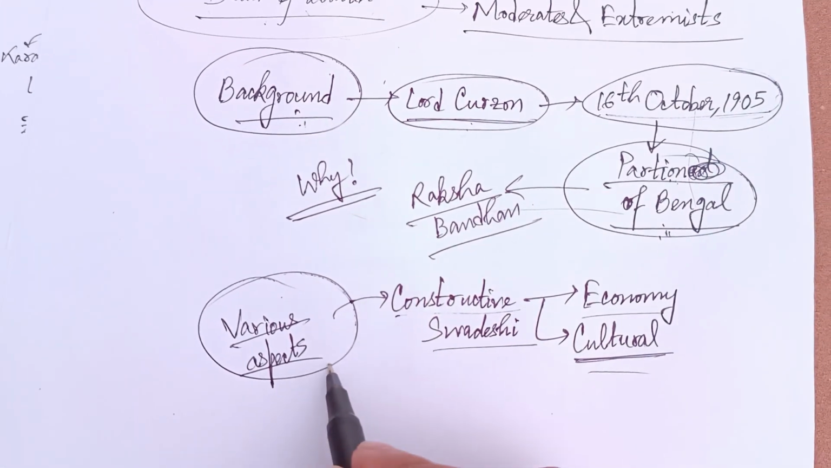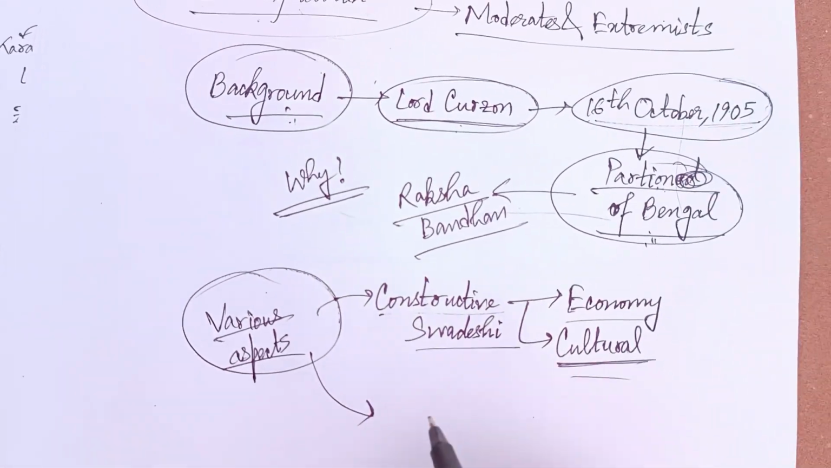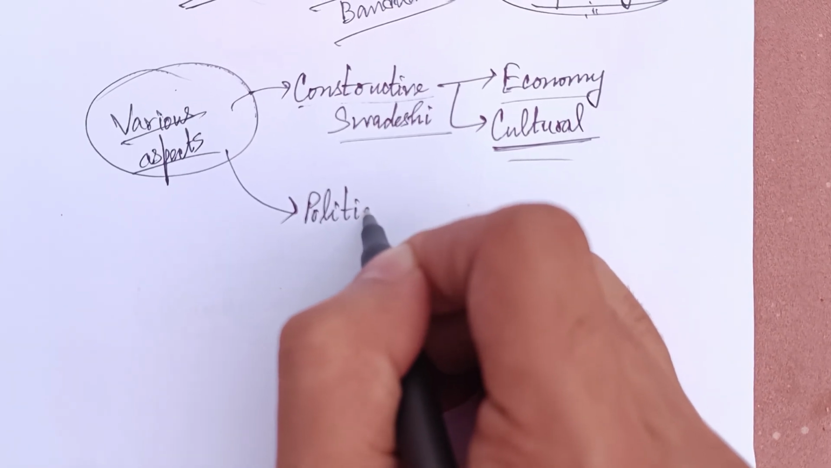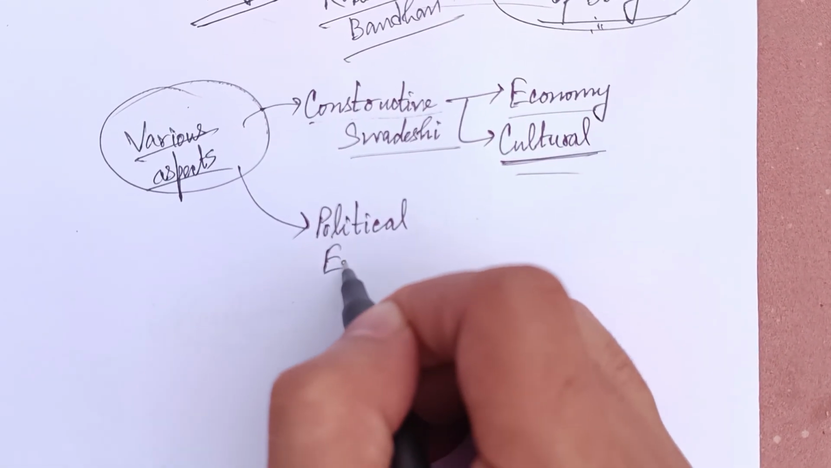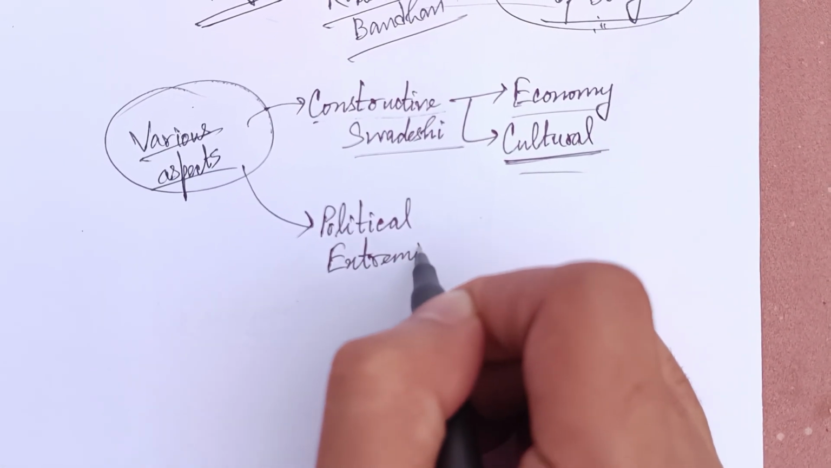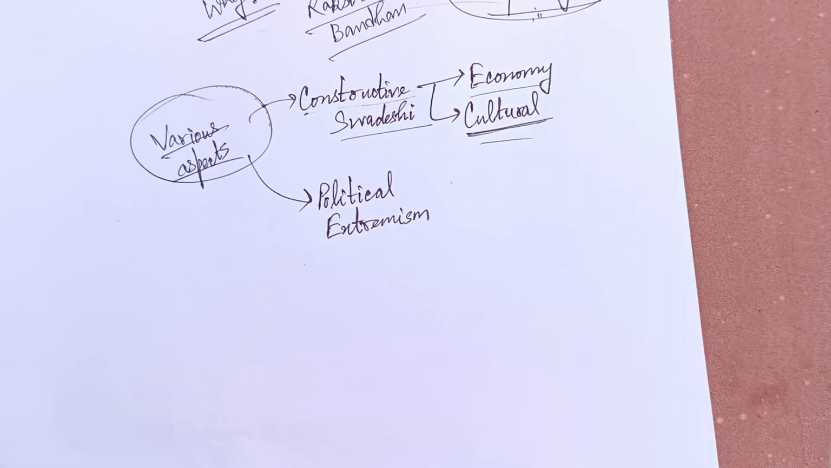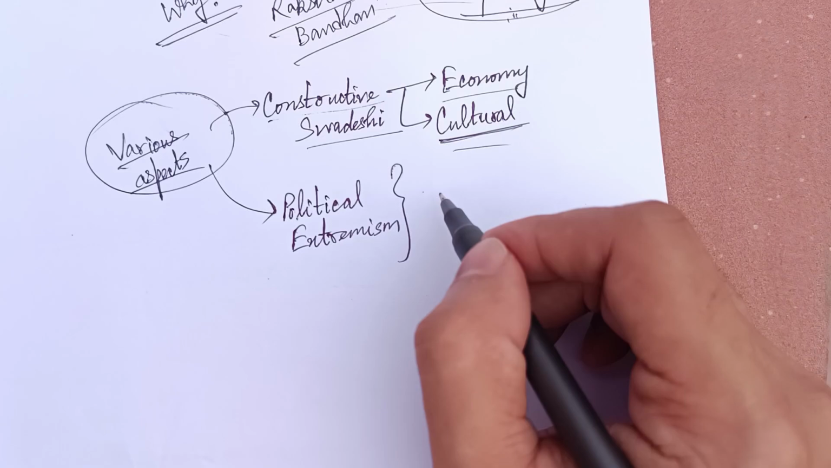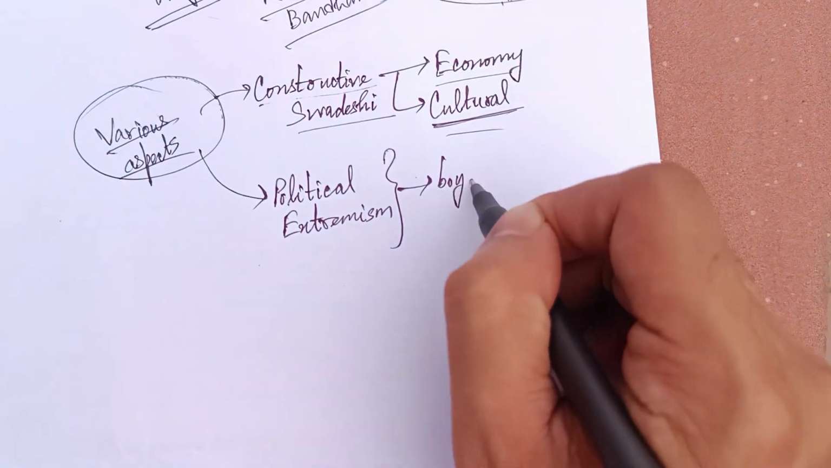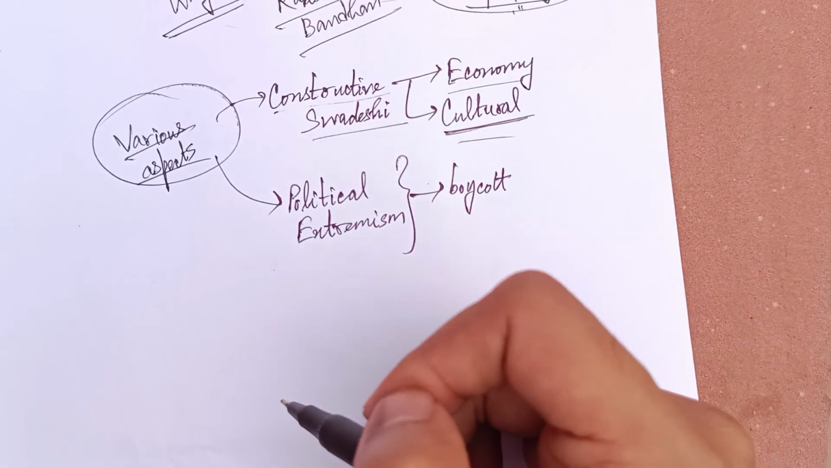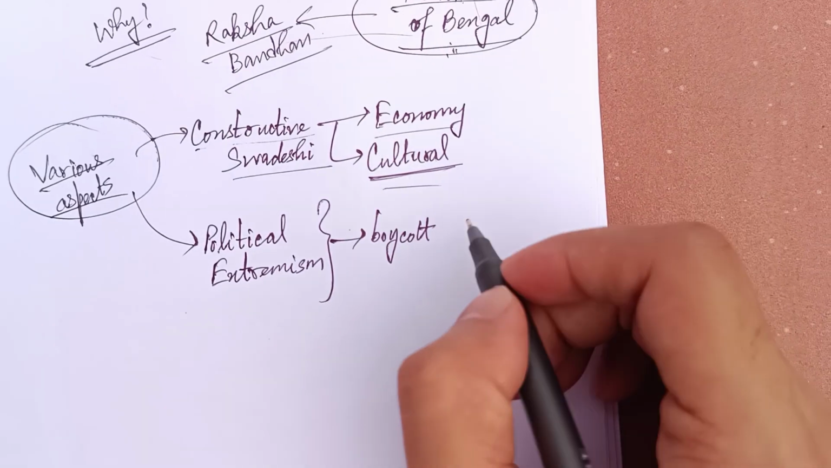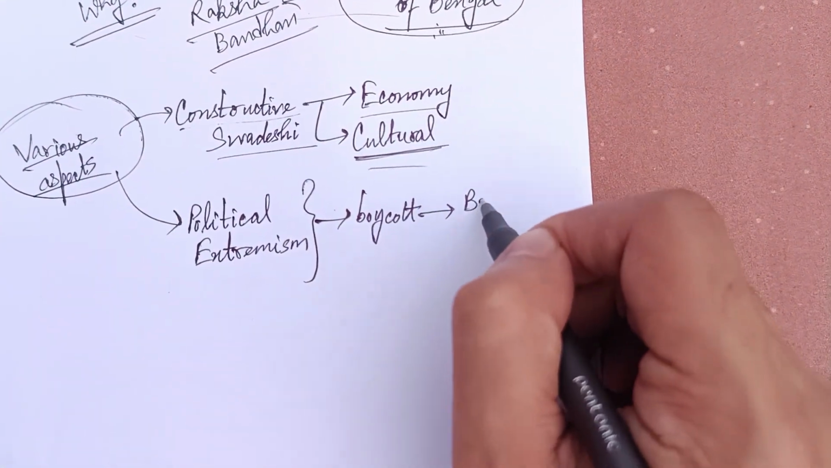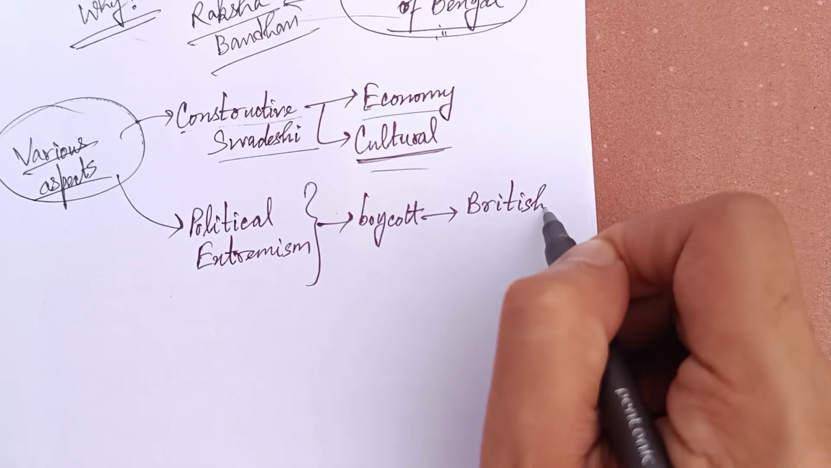Then political extremism was there. So in this way, political extremism, what do I mean by this? That was also an aspect. There was boycott of British goods. That was political extremism. This led to, how we are interlinking the concepts, see, this led to British profits' downfall.